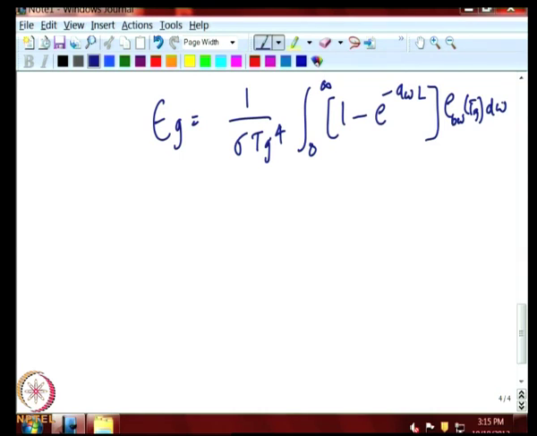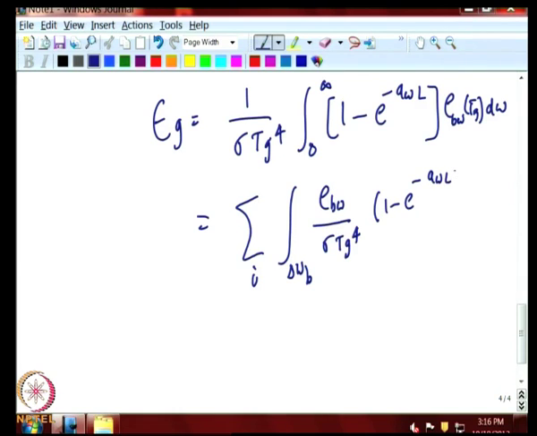So, this integration over all wave numbers can be split into integration over specific bands of, let us say, carbon dioxide, and calculate these quantities per band, and then average over all bands. Now, the reason why this is popular is, if a given band is not too wide, then this quantity can be taken out. This will not vary a lot unless the band is very wide.